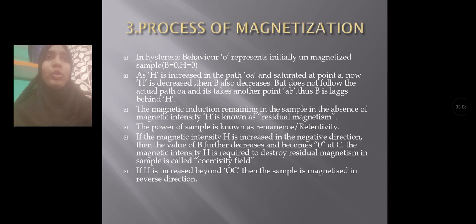Path dependence. Output depends on the trajectory, not just the current state. Memory effect. The system carries some internal state linked to past inputs. Loop behavior. Often shown as loops on input-output graphs.